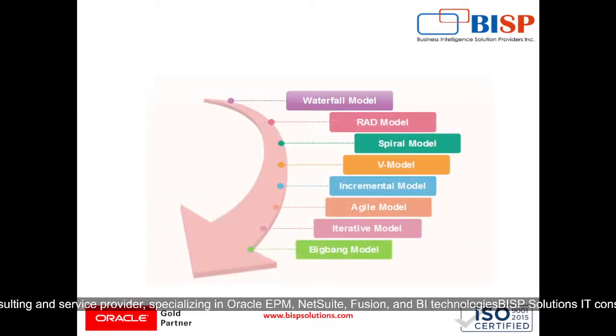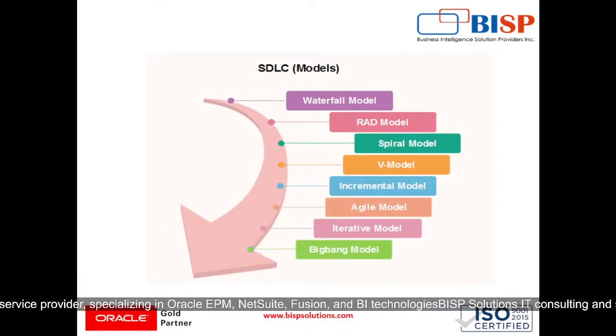Then comes our SDLC models. First of all, it is the waterfall model, where a sequential approach is followed, and in this waterfall model, each phase is completed before moving to the next. Its limitations are that it is inflexible to changes in requirements once the project starts, and the testing phase only occurs at the end, which can delay the discovery of critical issues.